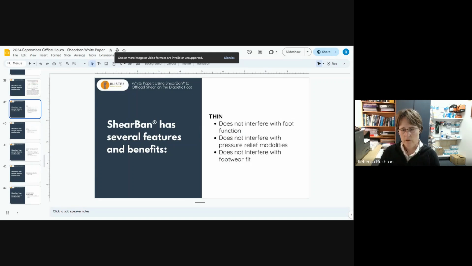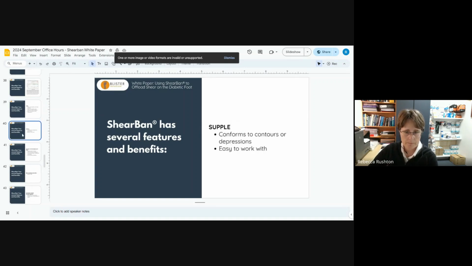ShearBan is thin. It does not interfere with foot function, shoe fit, or pressure relief modalities. It measures 0.38 of a millimeter. So they're very, very thin, which, given that they last so long, is brilliant, particularly with athletic foot blisters. You really don't want to add more bulk to the area. And really the same could be said for ulcer management.